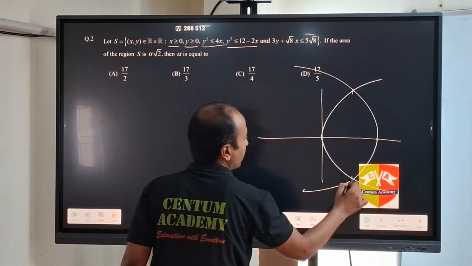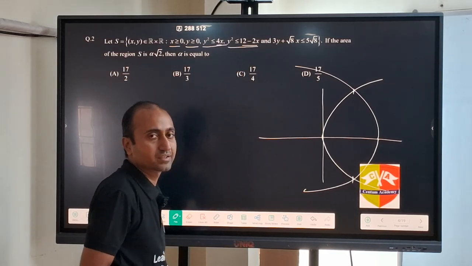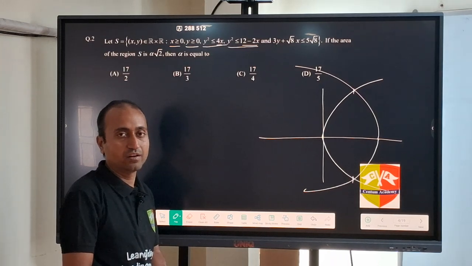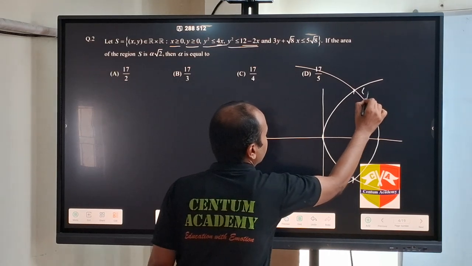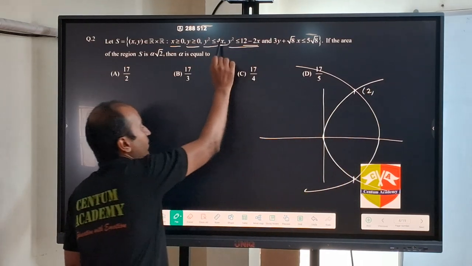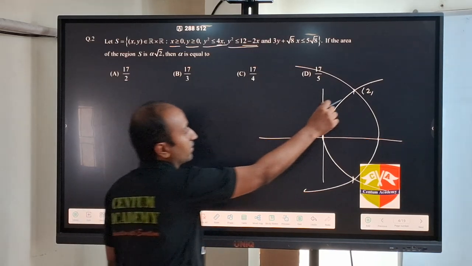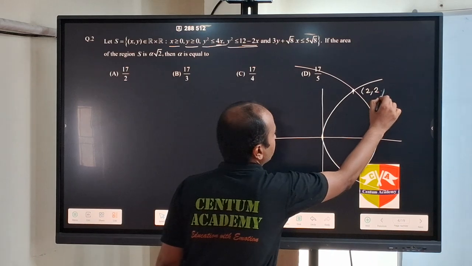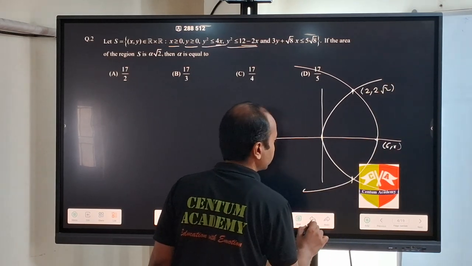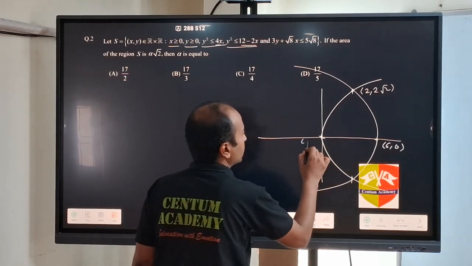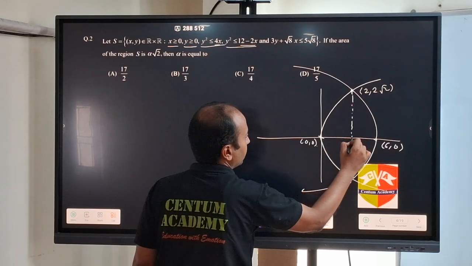Now we need to find this point of intersection. For that we can equate their y squares. So 12 minus 2x equals 4x. So 6x equals 12, or x is equal to 2. So the x coordinate of this point of intersection is 2. And if you put x equals 2 here, you will get y equals plus minus 2 root 2. Let us only talk about this point in the first quadrant. So it will be (2, 2 root 2). This point, by the way, is (6, 0). Alright, and this point is (0, 0). Let me project this over here as well.